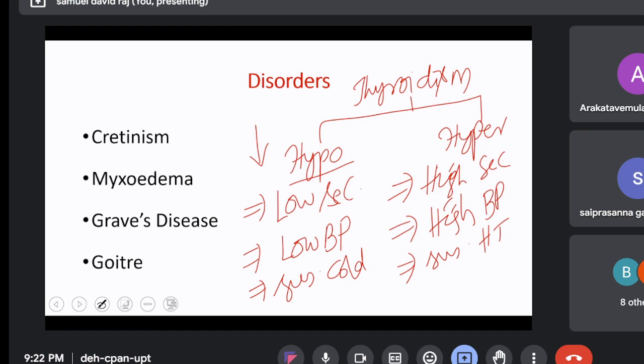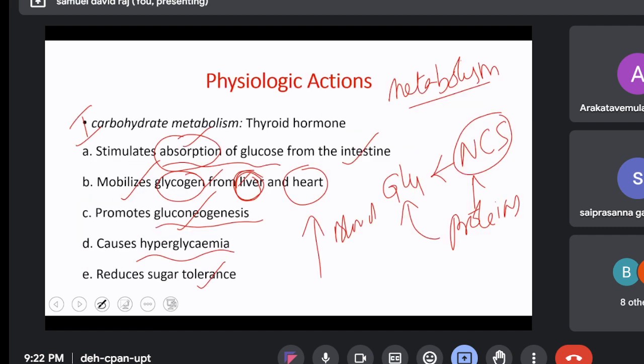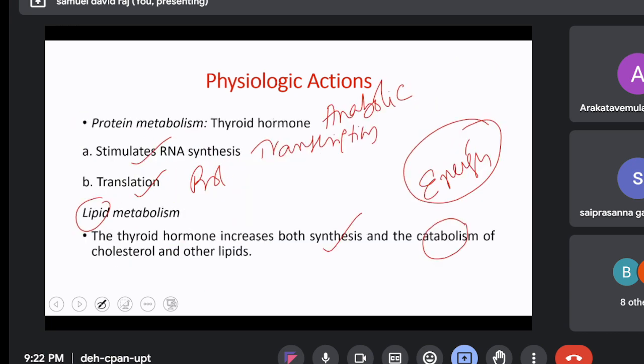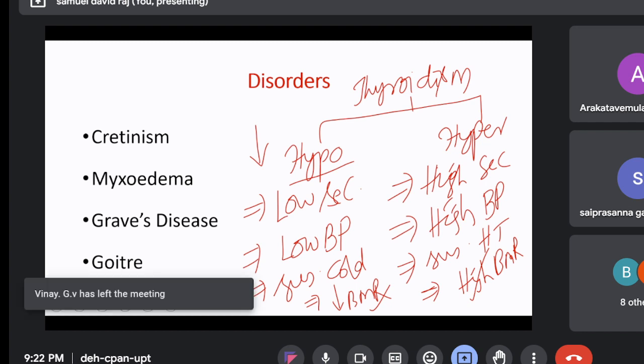Another one is that it is responsible for increasing the basal metabolic rate. Hence, hypothyroid patients have a low BMR. The hyperthyroid patients have a high BMR. Basal metabolic rate is said to be high. Why? Because more energy is produced here, and less energy is produced in patients suffering from hypothyroidism.